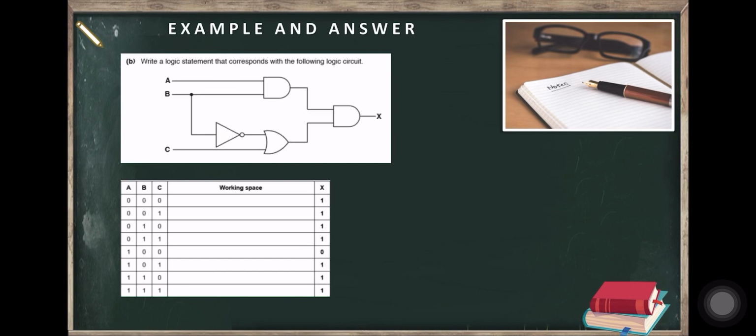As you can see, when the input A is 0, input B is 0, and input C is 0, the answer will be 1. When input A is 0, input B is 0, and input C is 1, the output will be 1. When the input A is 0, input B is 1, and input C is 1, the output will be 1.